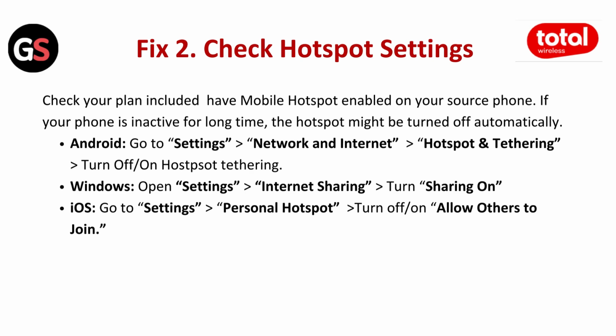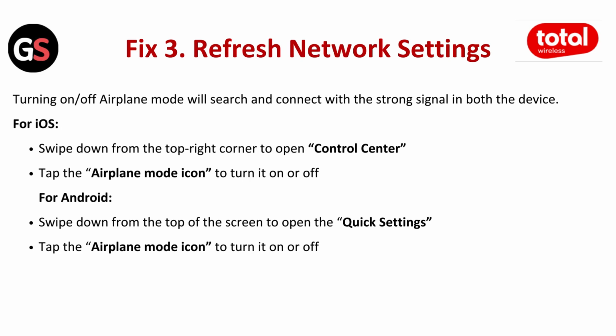On Windows, open Settings, go to Internet Sharing, and turn sharing on. On iOS, go to Settings, then Personal Hotspot, and turn it off or on. Allow others to join. Fix 3.